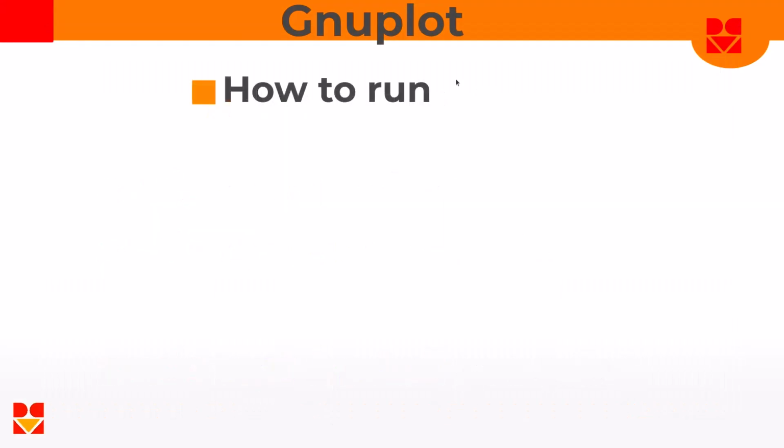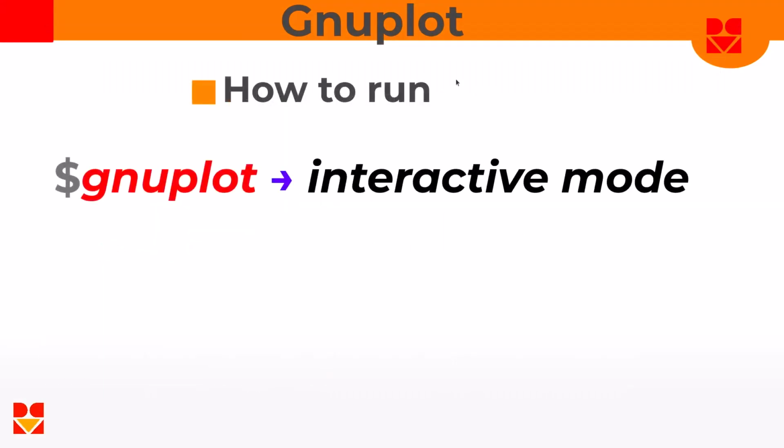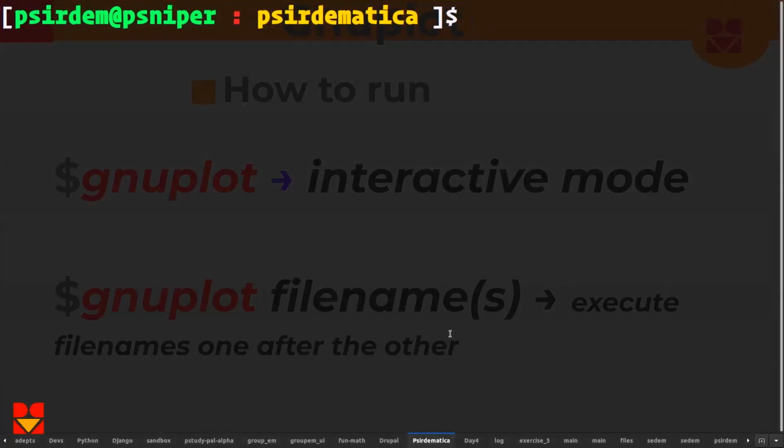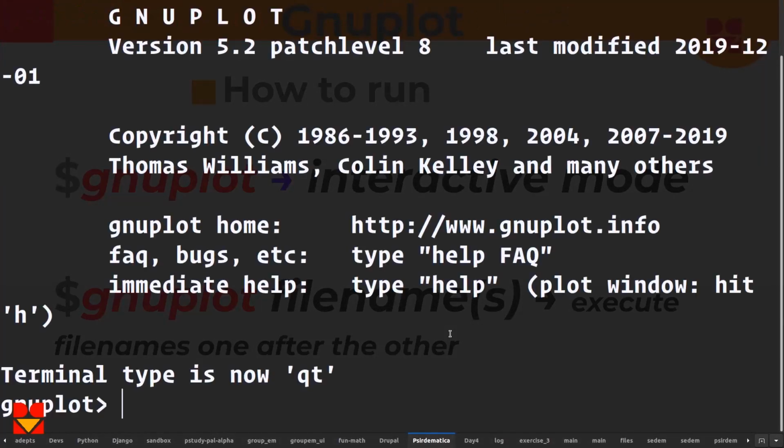The next thing is we look at how to run Gnuplot. To run Gnuplot, you just type gnuplot here. If you don't give it any other arguments, it opens Gnuplot in interactive mode, or you can run gnuplot followed by the name of the file, to execute the set of Gnuplot commands in that file and to process the output file that you are interested in. So you can do gnuplot, then it opens up Gnuplot in interactive mode.